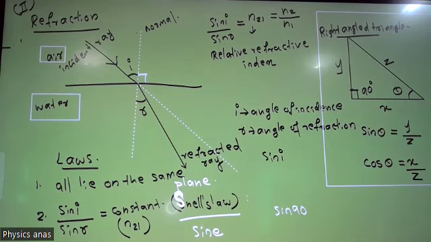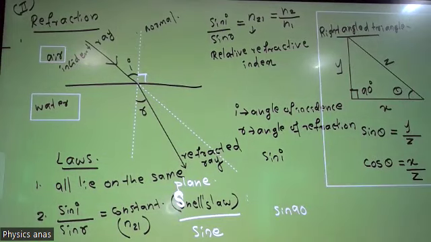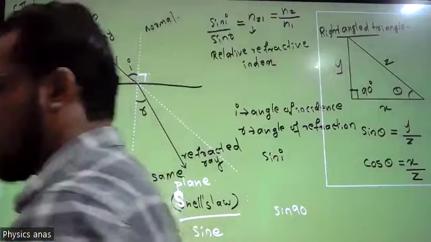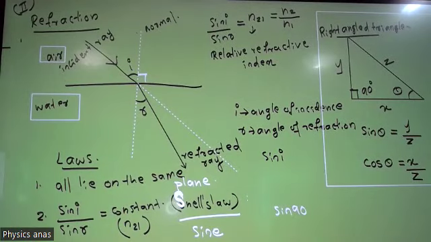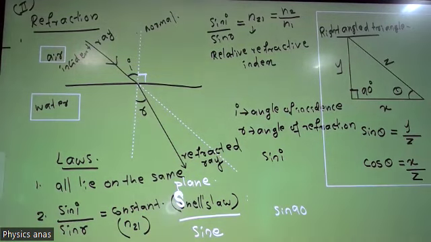The ratio of sine of angle of incidence to the sine of angle of refraction is constant. The ratio of sine of angle of incidence to the sine of angle of refraction is a constant.